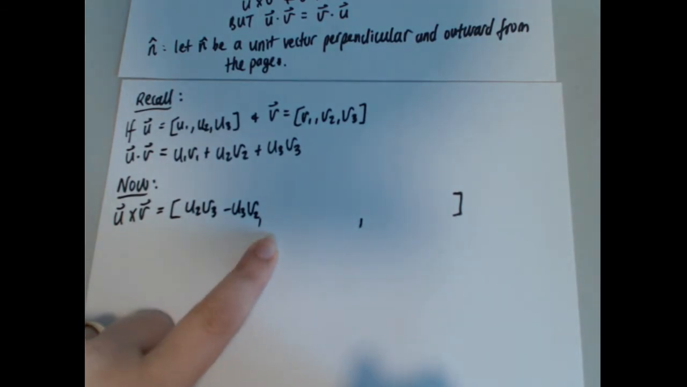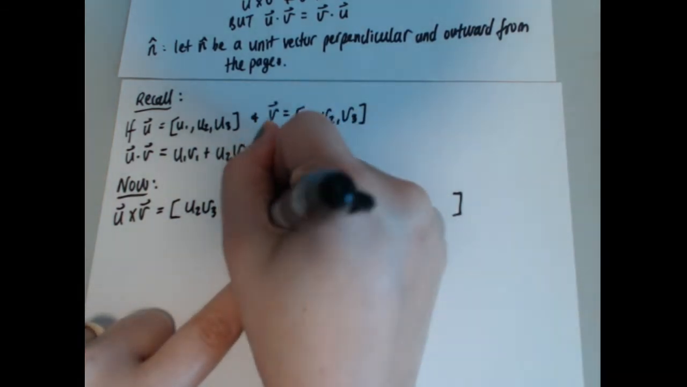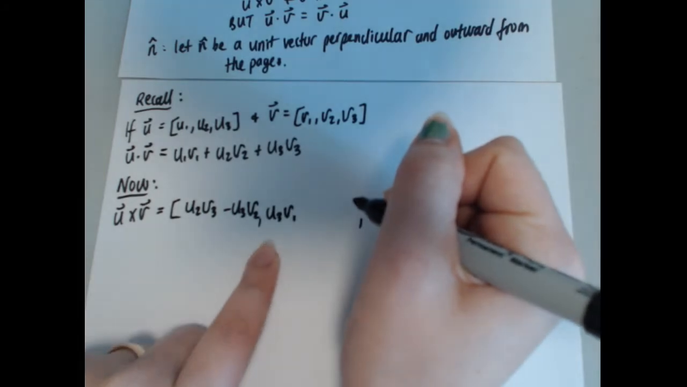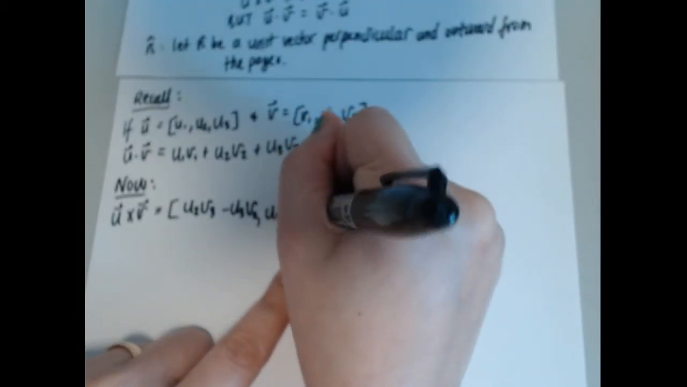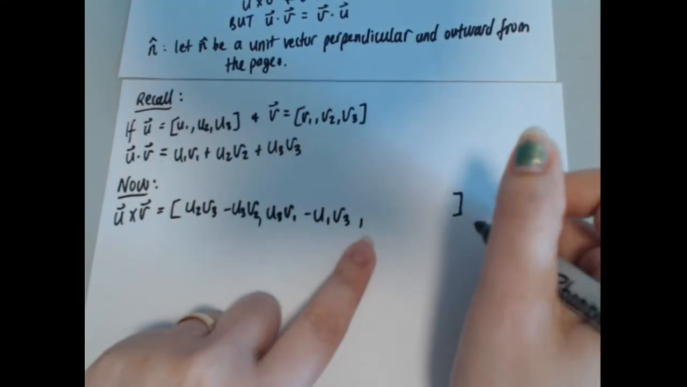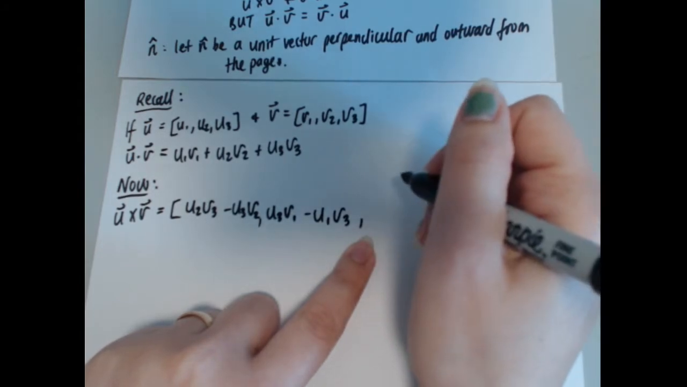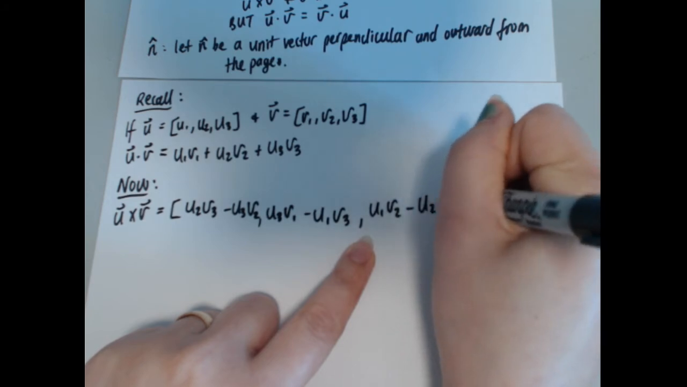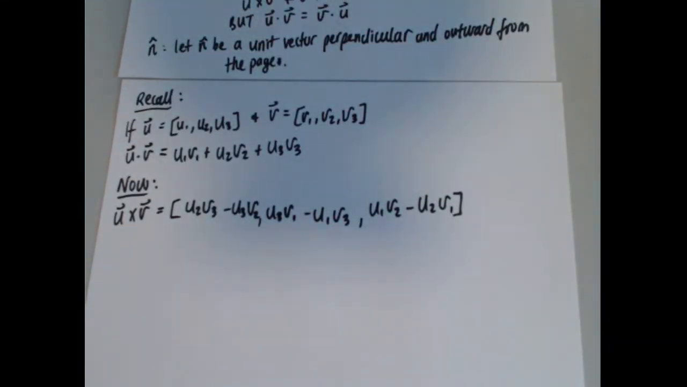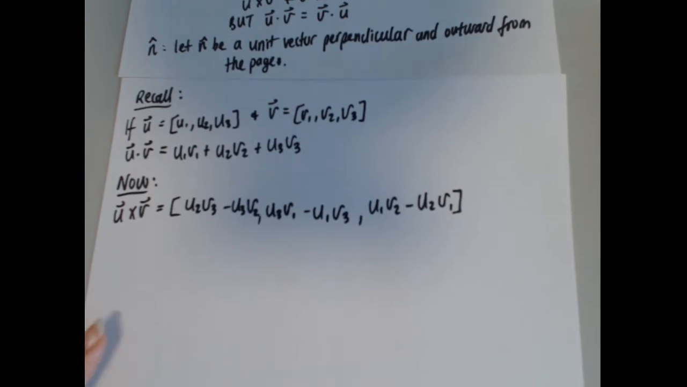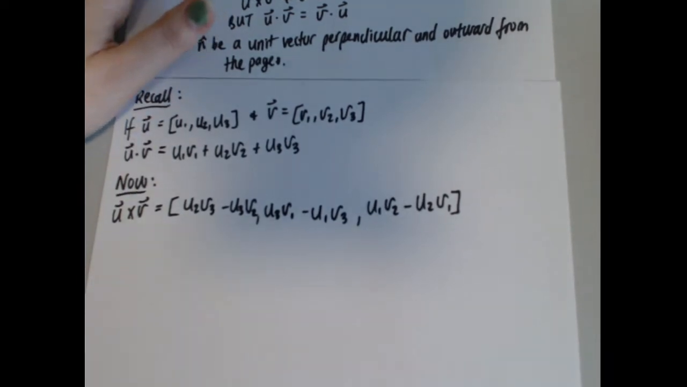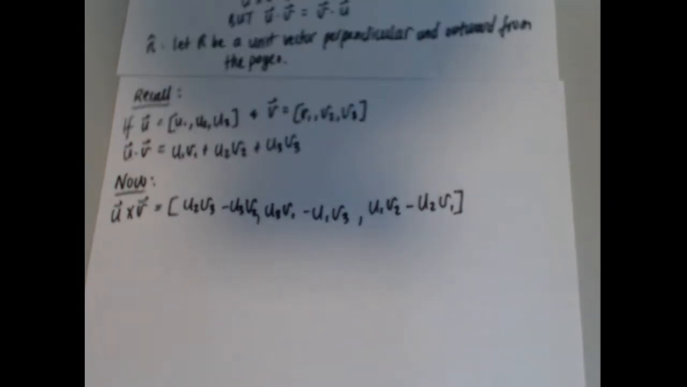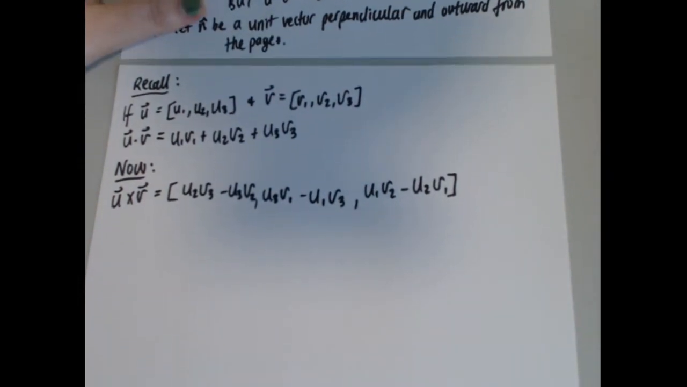Okay? And then the y component is going to be u3 v1 minus u1 v3. And the z component is going to be u1 v2 minus u2 v1. Okay, like I said, you can memorize that, or I'll show you another way to remember how to do this. The first time I show you, you might think it's a little bit of overkill, but the more you do it, the faster you'll get, and you'll find that this method might actually be a little easier.